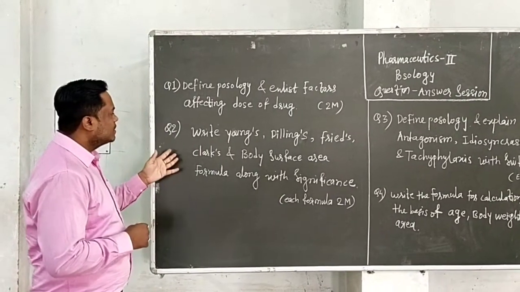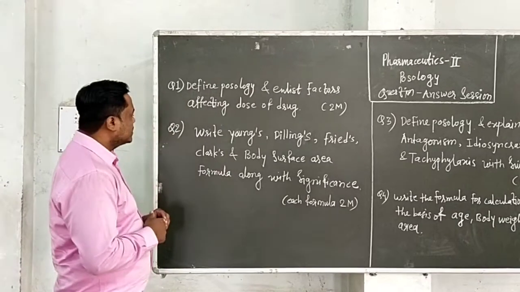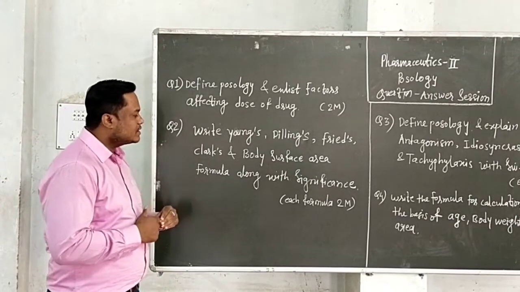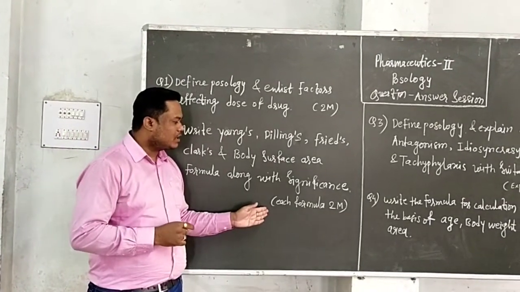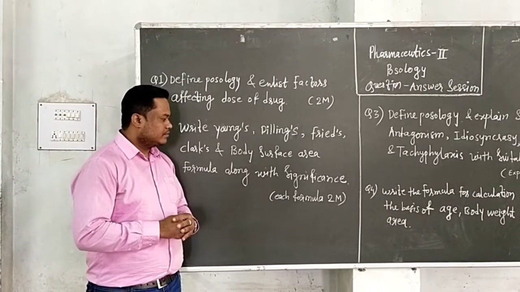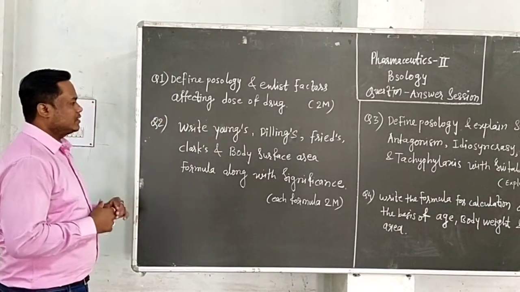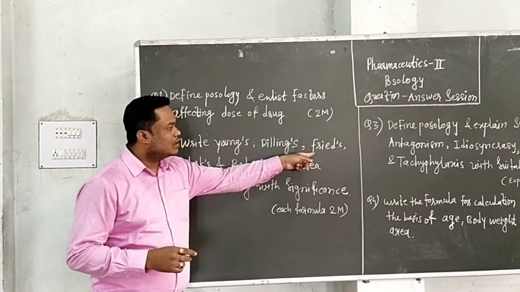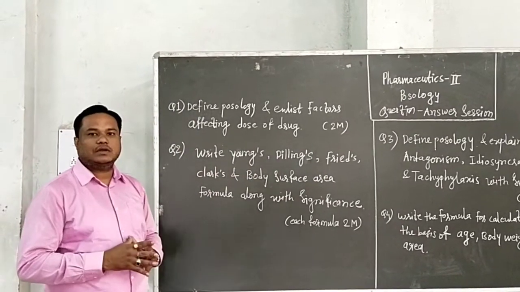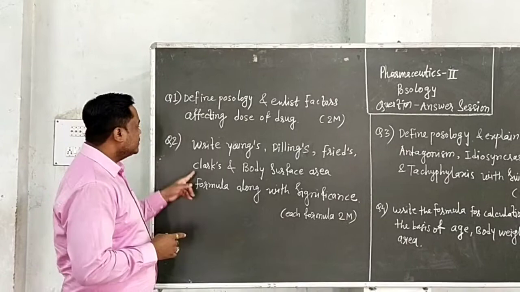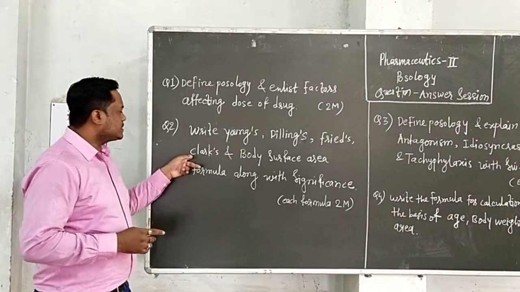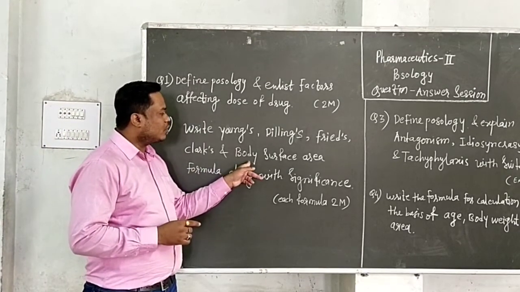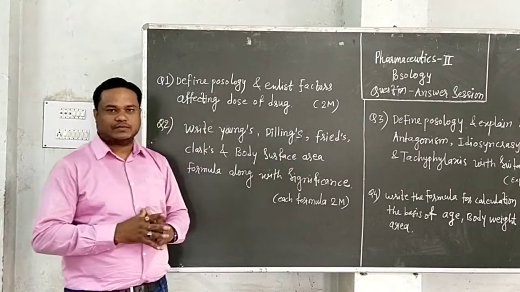And question number 2 is: write Young's, Dilling's, Fried's, Clark's, and body surface area formulas along with their significance. Each formula is asked for 2 marks. Then we have to see one by one. In this question, Young's formula, Dilling's formula, and Fried's formula are used to calculate the dose of drug according to age group. And second, Clark's formula is calculated according to the body weight. And third, this formula is calculated according to the body surface area in meter square when it is given.